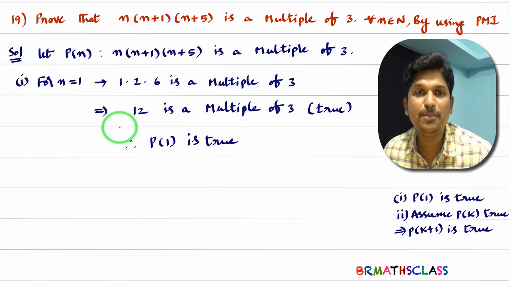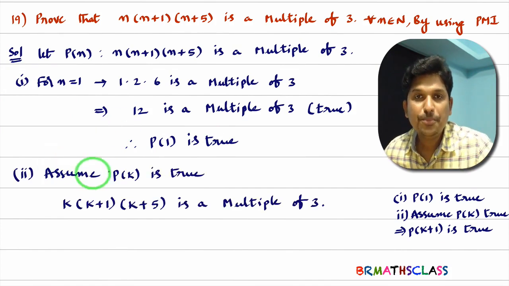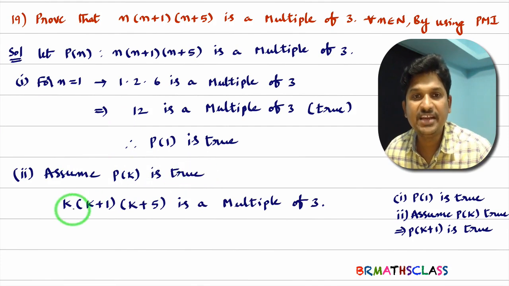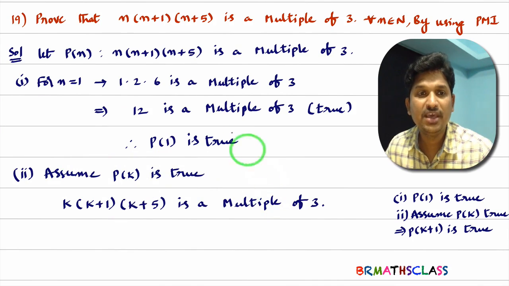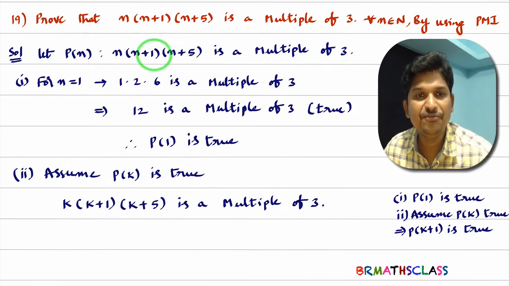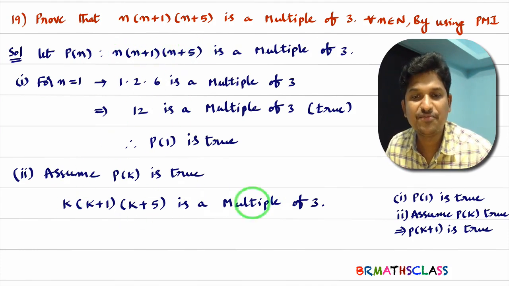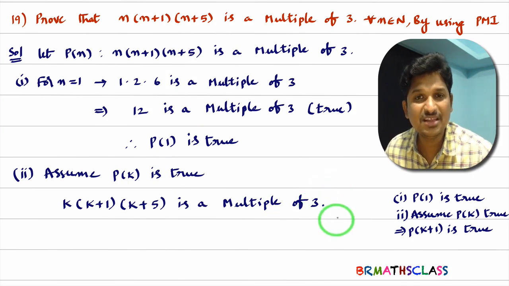And you prove that P of k plus 1 is true. You observe here, I assumed P of k is true and I have written what P of k is. How will you get P of k? In the statement P of n, wherever n is there, you write k, then you will get P of k. See here, k into k plus 1 into k plus 5 is a multiple of 3. This is what we got.